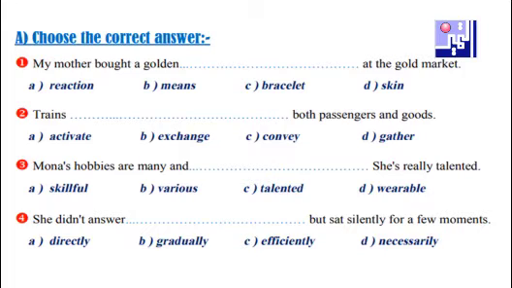Number 4, she didn't answer but sat silently for a few moments. She didn't answer what? Directly, or she didn't answer gradually, or she didn't answer efficiently, or she didn't answer necessarily. What does he say in the sentence? She sat silently for a few moments. That's right. Great. She didn't answer directly, but she sat silently for a few moments.